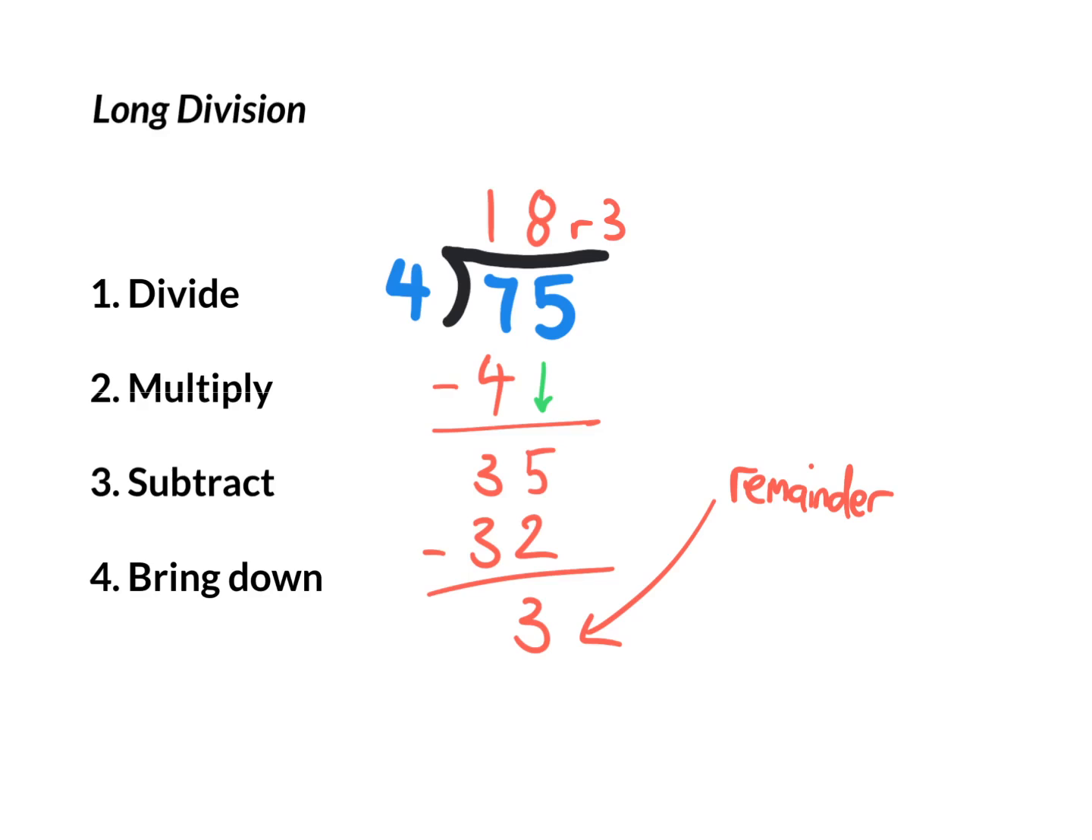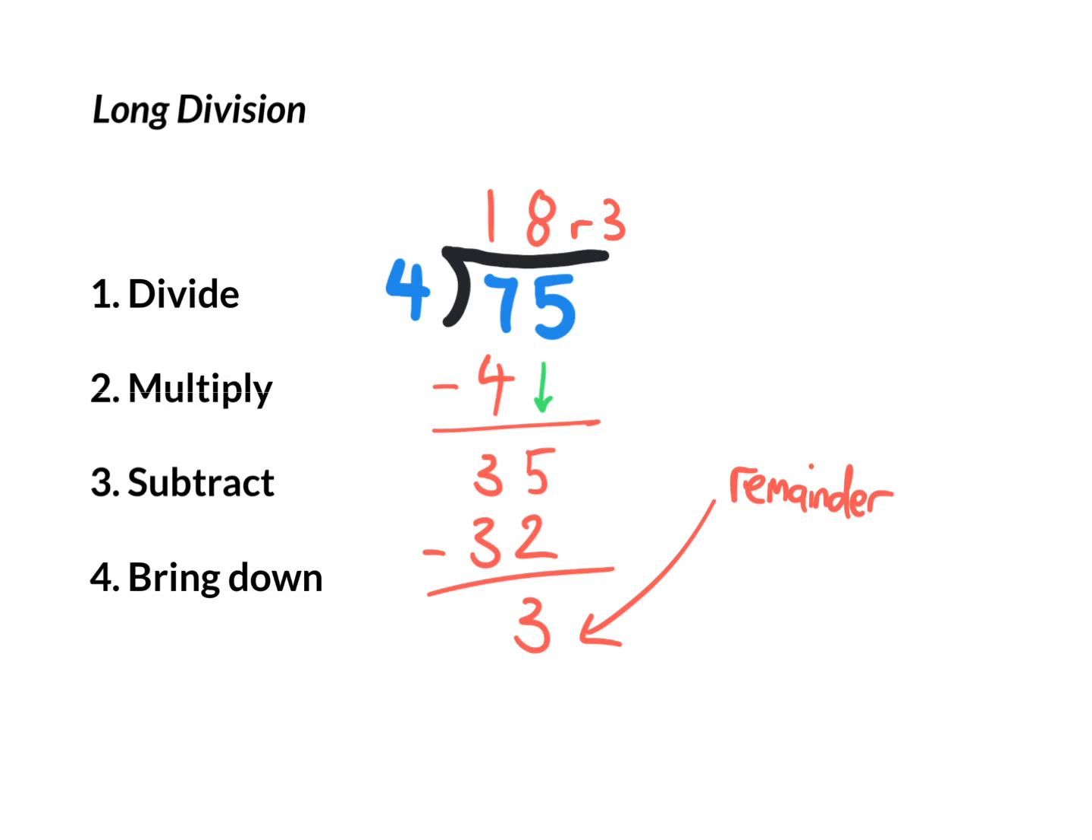In this video, we are going to look at the classic way of doing long division and then a shorthand method for doing long division. So let's look at this example, 75 divided by 4. Long division follows the method of divide, multiply, subtract, bring down. So let's start off with dividing.